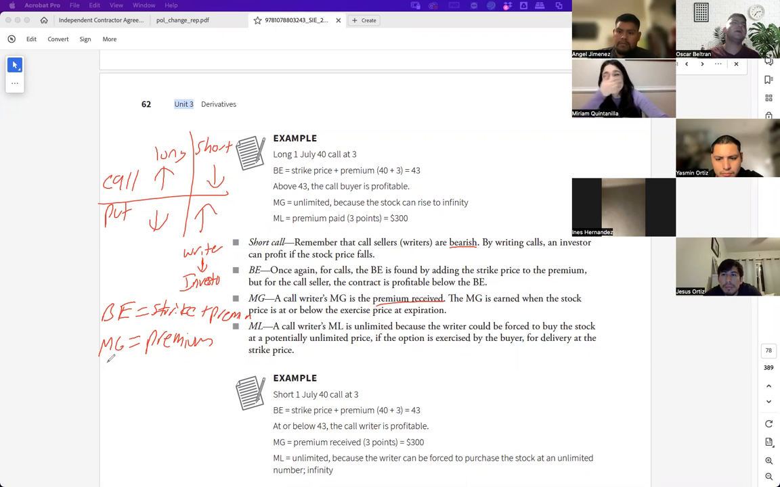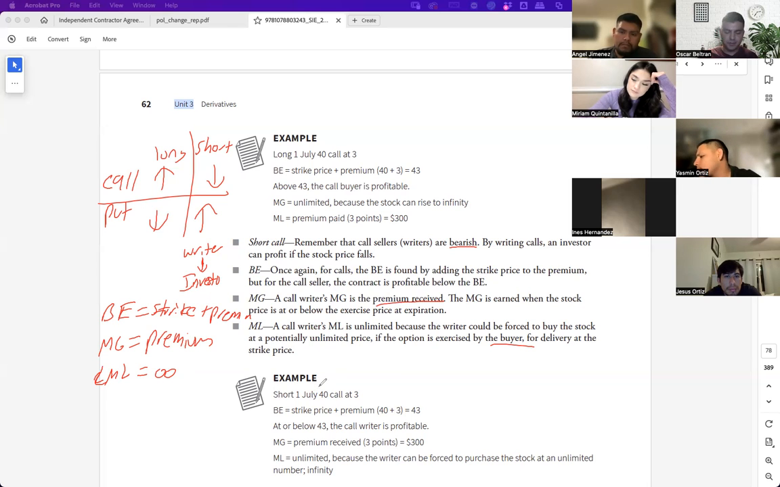And then the maximum loss can be infinity, because the price can go as high as possible. The writer could be forced to buy the stock at a potentially unlimited price if the option is exercised by the buyer for delivery at the strike price. So if it goes up and up and up to infinity, you can lose a lot of money.